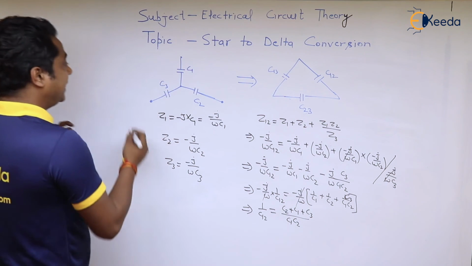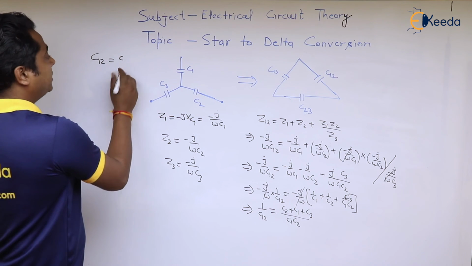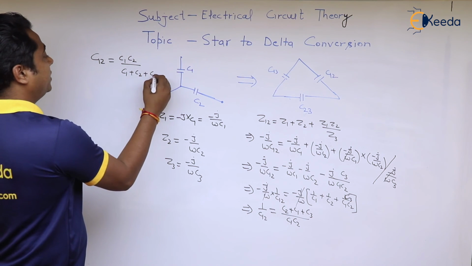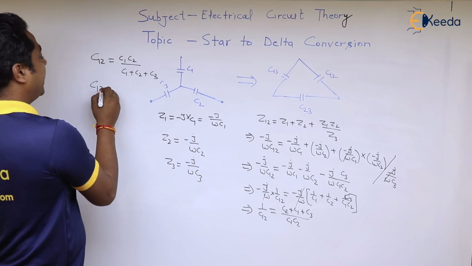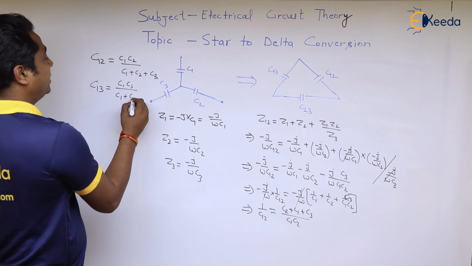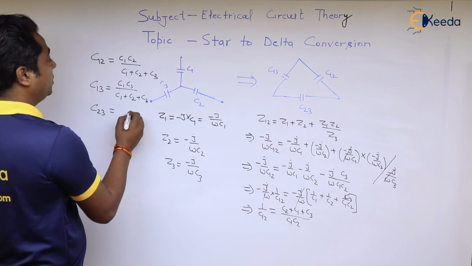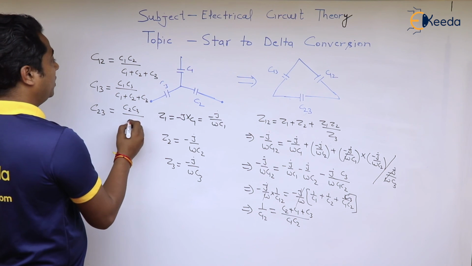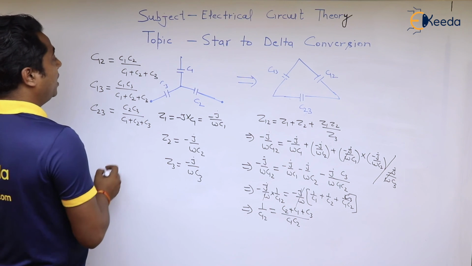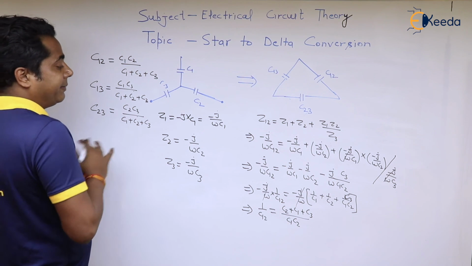So here we can say that the value of C12 will be equal to C1 C2 upon C1 plus C2 plus C3. Same way, if we are writing C13 is equal to C1 C3 upon C1 plus C2 plus C3. In the same way, when we are writing C23 is equal to C2 C3 upon C1 plus C2 plus C3. We have to consider these three formula. That is very easy to remember.